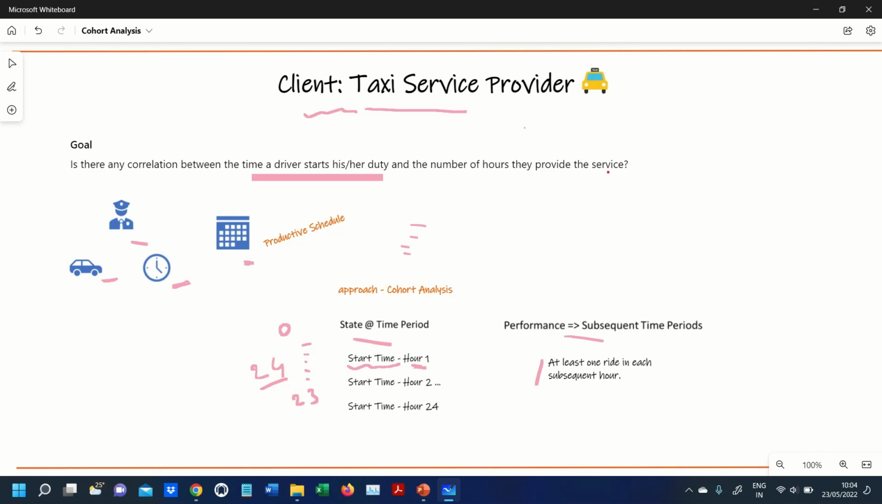So for every cohort, so cohort 1, where the start time is 12 a.m., and subsequent hours 1 a.m., 2 a.m., till 11 p.m.: how many people have started at 12 a.m., and out of these taxis, how many are available at each hour of the day. So that is the cohort analysis that the client wants to do.